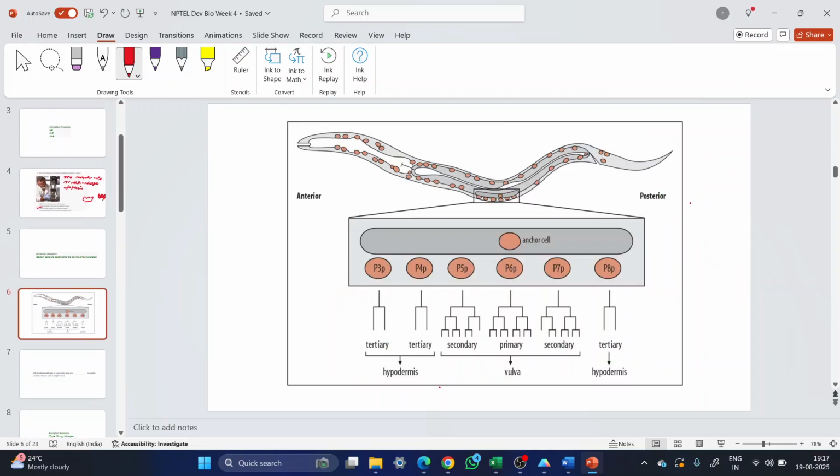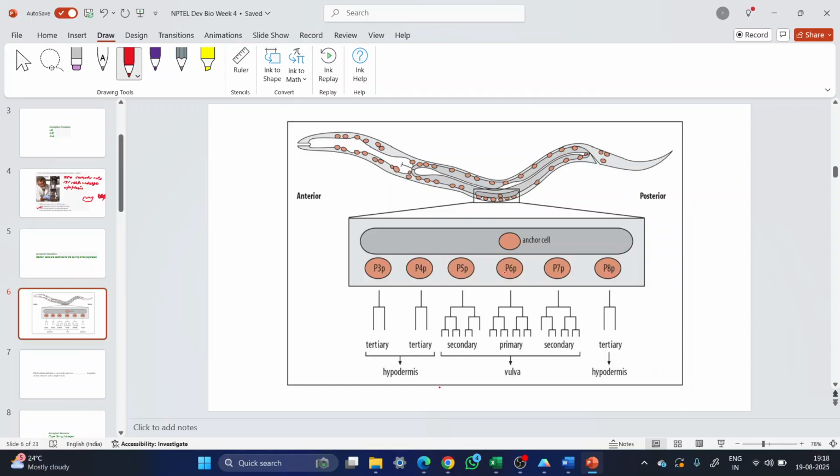Okay, just to show how the vulva formation happens in C. elegans, you can see this is the anchor cell, and this anchor cell releases inductive signals. There are six vulva precursor cells, 1 2 3 4 5 6, and the one closest to the anchor cell, which receives the maximum amount of signal, becomes the primary vulva cell, and the one that receives a little lesser amount of signal becomes the secondary vulva cells.